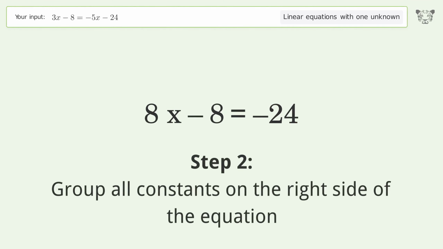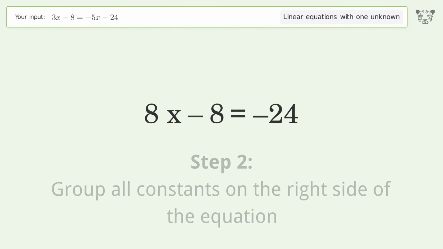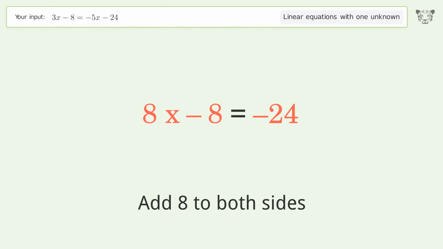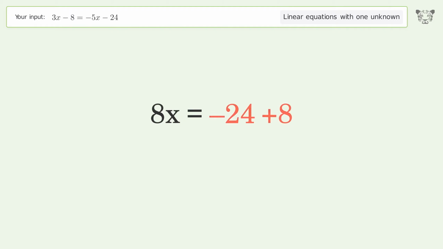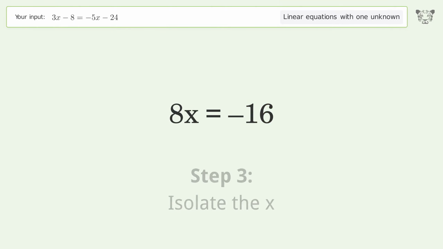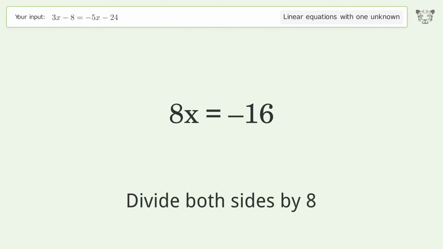Group all constants on the right side of the equation. Add 8 to both sides. Simplify the arithmetic. Isolate the x. Divide both sides by 8.